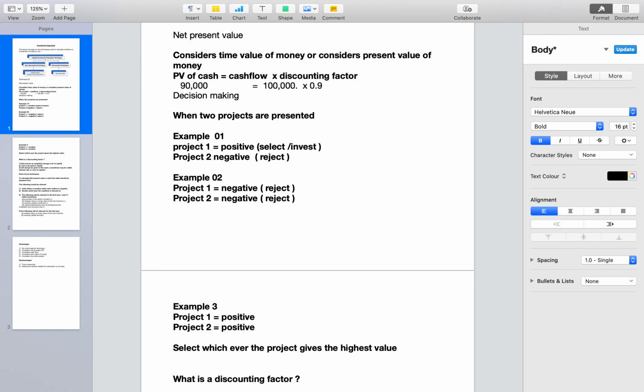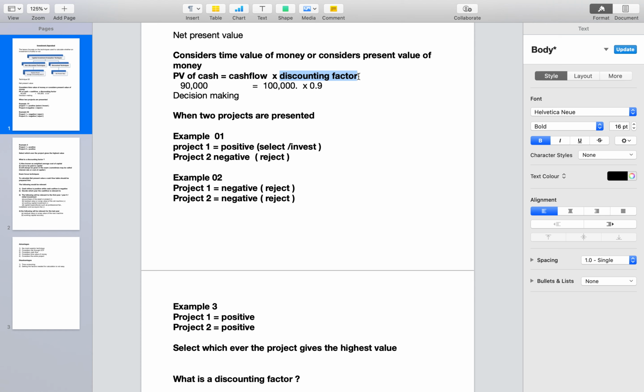So remember, under net present value, how are we going to make a decision? It's very simple. You do all your relevant calculations and get your last answer. If the last answer is positive, yes, you are going to invest in that project. If the last answer is negative, no, you are going to reject the project. So it all depends on whether the answer is positive or negative. Now guys, over here I mentioned something called a discounting factor.